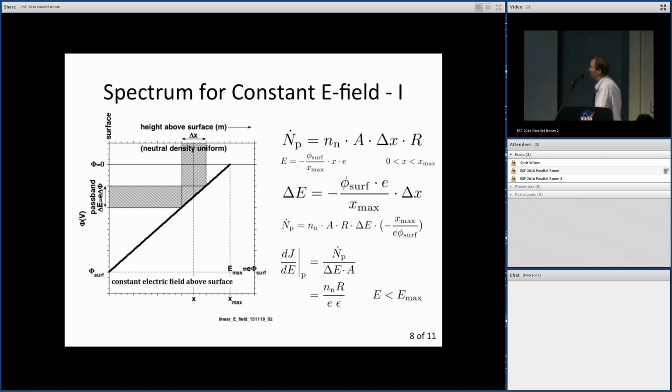Because the electric field is constant, the potential is linear, and the flux between energies E and E plus delta E is proportional to delta E. Or equivalently, the differential flux, which is the flux divided by the passband delta E, is constant.